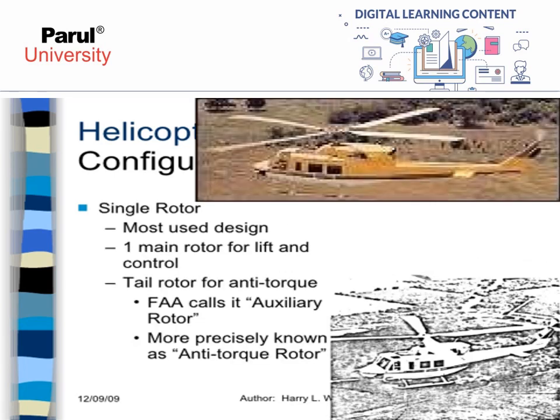Right? Now, next is the single rotor, the most used design. One main rotor for lift and control, and the other is the tail rotor for anti-torque. The FAA, the Federal Aviation Administration, calls it the auxiliary rotor, more precisely known as the anti-torque rotor. Generally, these types of helicopters use one main rotor and a second, the tail rotor. The main rotor is for lift and control, and the tail rotor is for anti-torque.